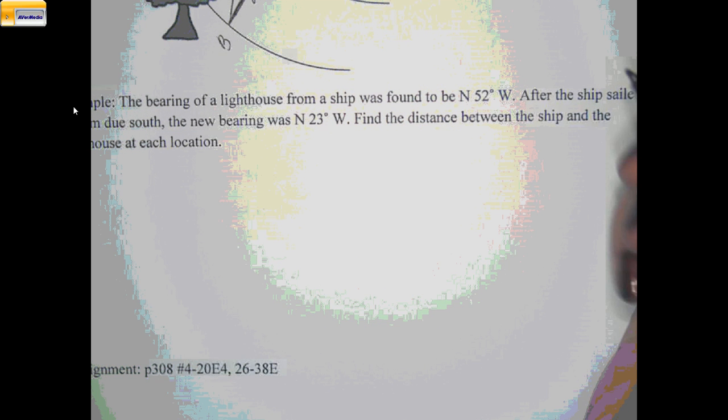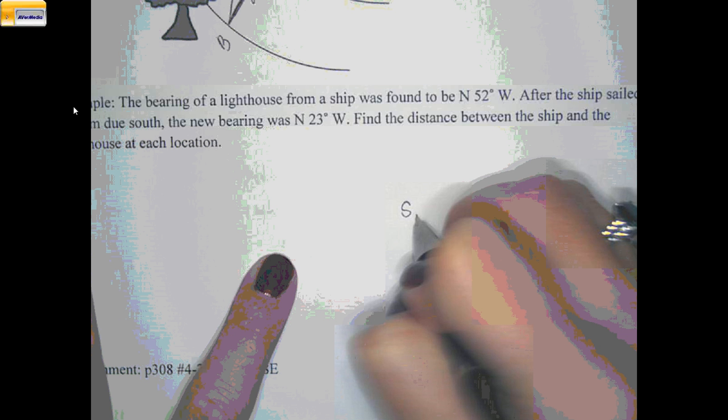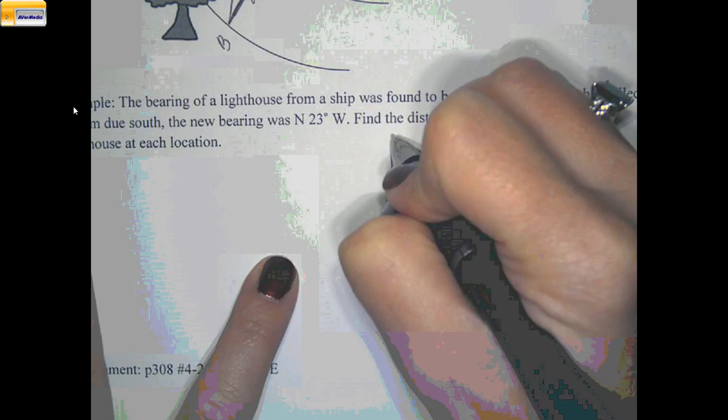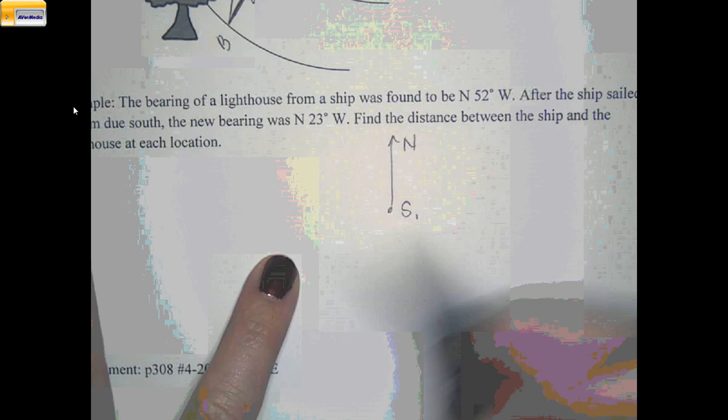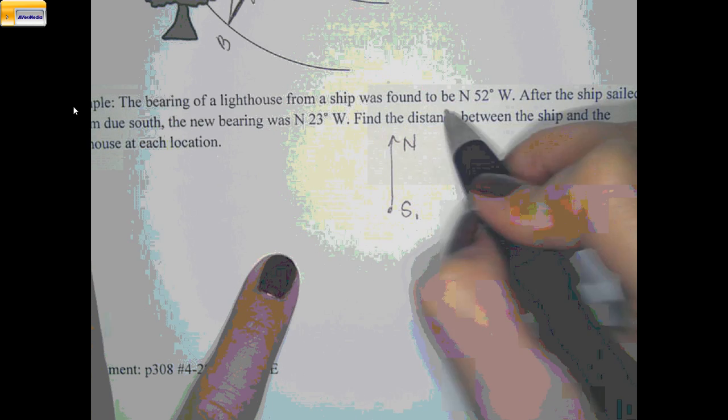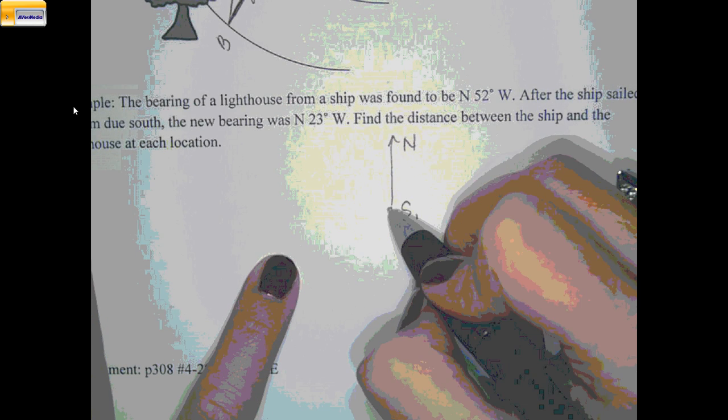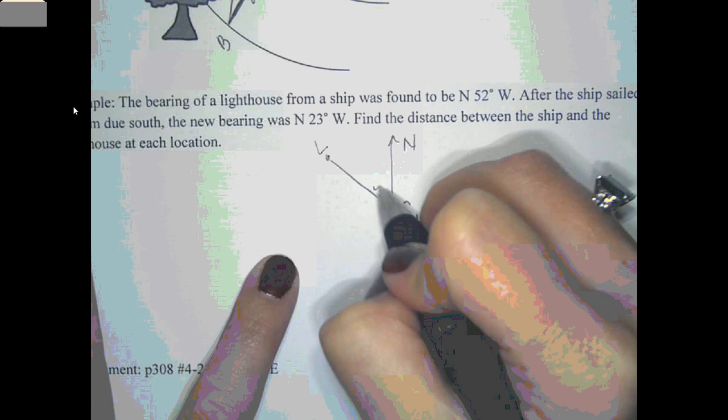Here's the thing. Here's the ship, and I'm going to put a little 1. That's the first location of the ship, right there. And this direction right here, that is due north. The lighthouse was found to be 52 degrees west of north is what that means. So lighthouse is over here, and this right here is 52 degrees.